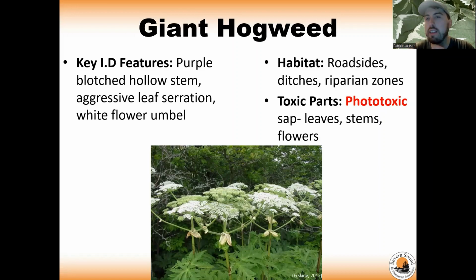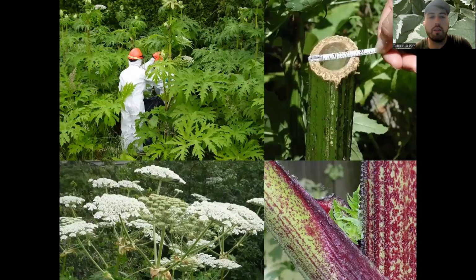And it's in the carrot family, so a lot of the other carrots also can have phototoxic properties to a varying degree, and some people have more sensitivity to them than others. Okay, so here's a few examples of giant hogweed. As I said, in the top left corner, you can see some folks who are managing it. They're pretty well in hazmat suits.